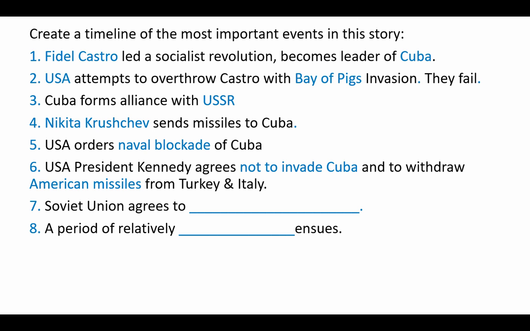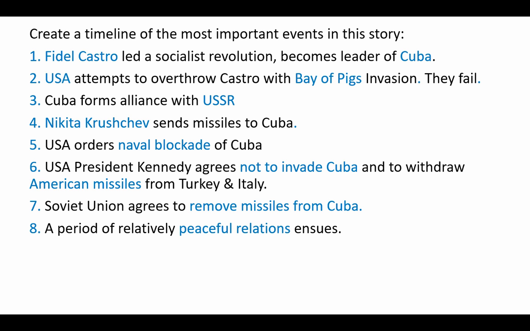Well, eventually, the American president says, okay, we will take our missiles down, right? And also, the Soviet Union then agrees to remove their own missiles from Cuba. And then after that, a period of relatively peaceful relations ensues, right? So that leads to something else called the détente, that you're going to learn about pretty soon here.